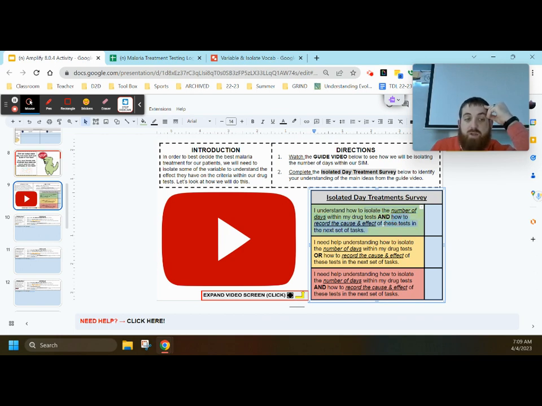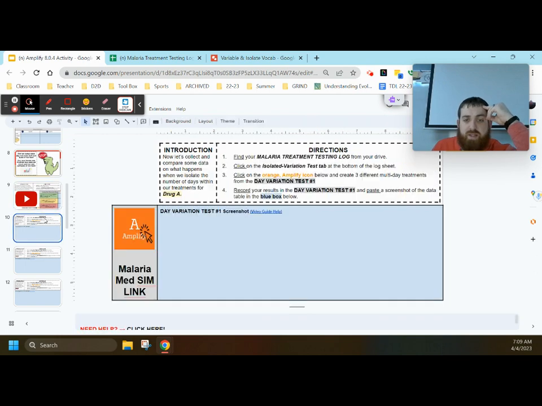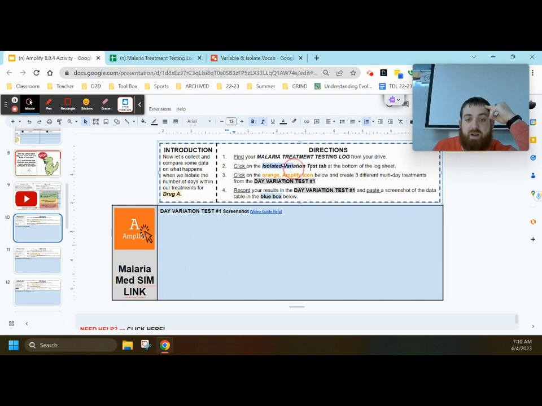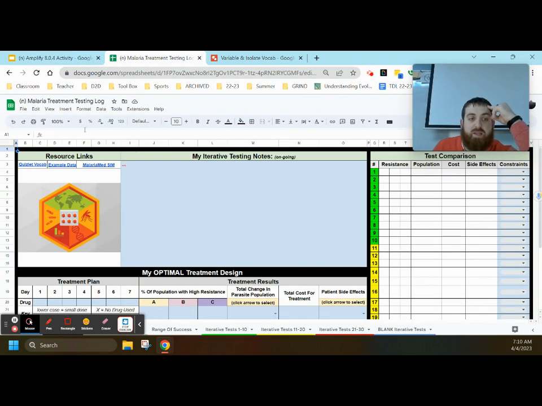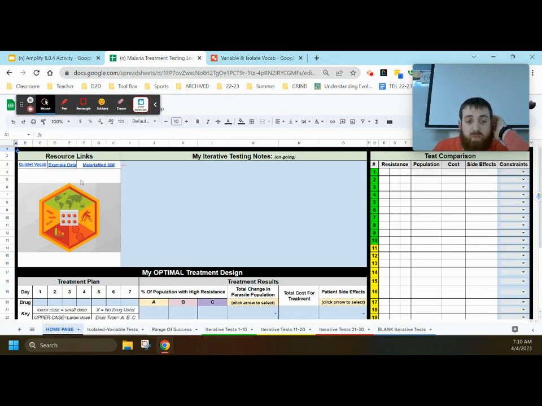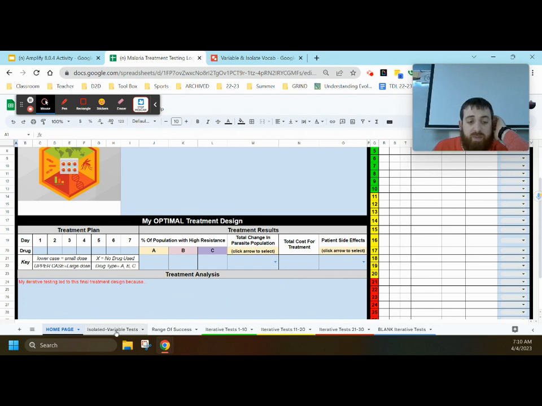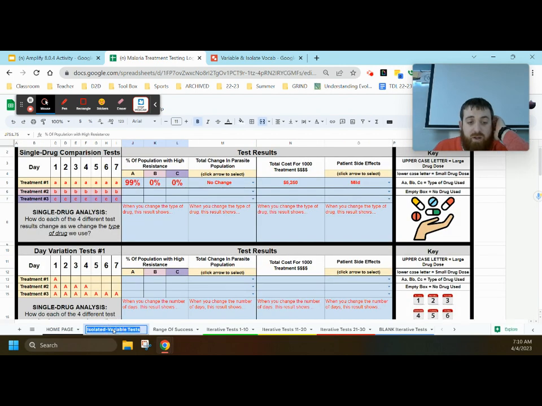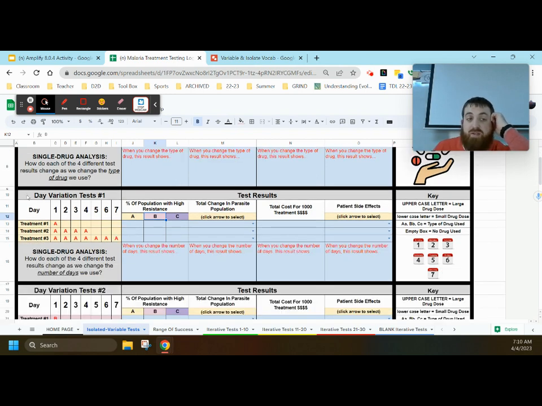set of tasks. In the next set of tasks, you'll go into your malaria treatment testing log, go to the isolated variable test tab, and complete day variation test one. When you open the malaria treatment testing log, which you can find in your Google Drive, scroll down to the very bottom. There's a tab here, isolated variable tests. We did the single drug comparison test the other day, and our day variations start here with number one.